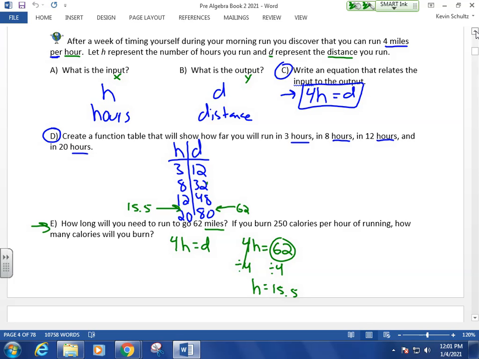So going from the situation, looking at our variables, maybe writing the equation first, then identifying the input and output in order to make a function table, and then answer a question about the situation. That's kind of the 5-step process that we did for this. Okay, let's go over one more.